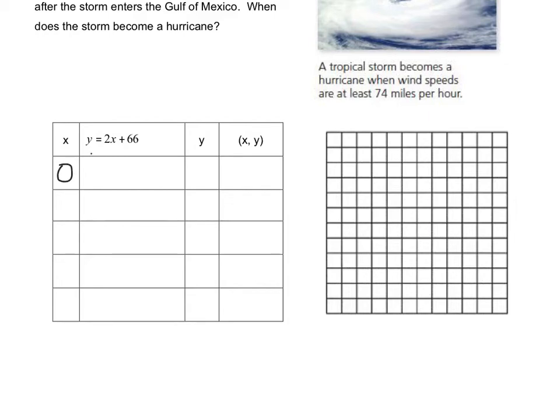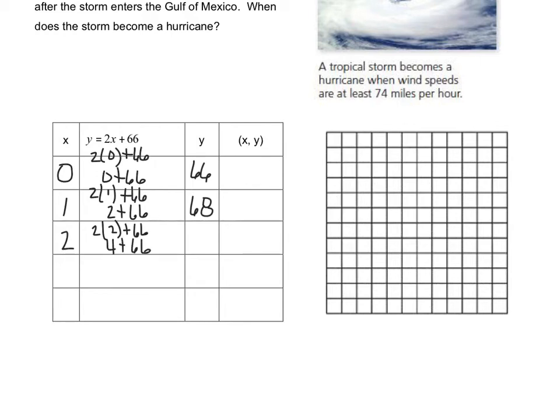So again, we're going to plug it in to the equation that they are giving us for the wind speed. 2 times 0 plus 66 is 0 plus 66. So when 0 goes in, 66 comes out for the y. Then let's go an hour later. An hour after it enters the Gulf, I plug in a 1. I get 2 plus 66 is 68. And let's go 2 hours after. I would get 4 plus 66, which is now 70. And I'm not going to go further than that. I think 3 points should be enough if we did this correctly.